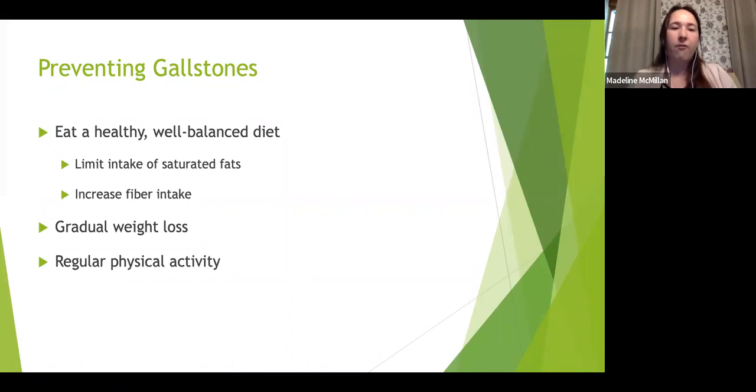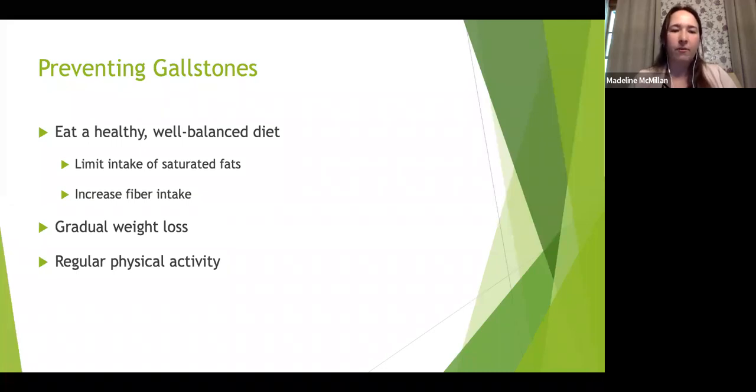And then increasing your fiber intake. Eating a lot of things like broccoli and quinoa, whole grains, can help to decrease your risk of developing gallstones. Also, losing weight gradually if you're overweight. We mentioned that obesity is a risk factor for developing gallstones, but also rapid weight loss can increase your risk. So you want to make sure you lose weight gradually. That's usually about 2 pounds a week is what is recommended.